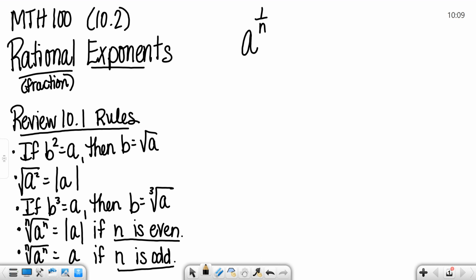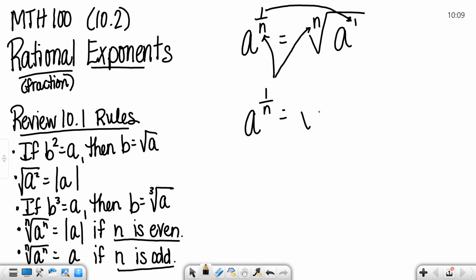So our newest rule for today is going to look like this. We've got a raised to the 1/n. Here's how the rule goes for that. This really means the nth root of a to the first power. So my denominator is the root. The 1 up here is that exponent. That's where that comes from. So a to the 1 over n is the nth root of a to the first power.